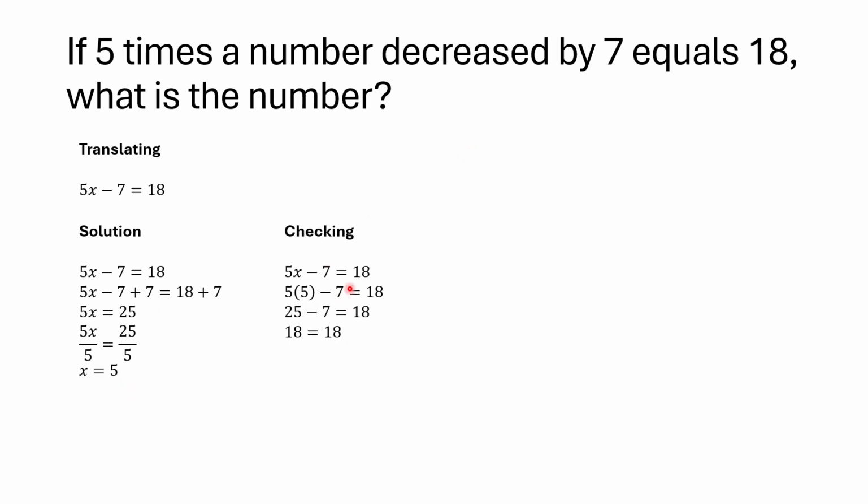Now, let's have the checking. The checking is getting the original equation, which is 5x minus 7 is equal to 18. Then substituting the obtained value, which is x is equal to 5. So, substituting that and then evaluating the equation, 5 times 5 minus 7 is equal to 18. So, 25 minus 7 is equal to 18, and 18 is equal to 18. And then the last part would be writing your answer. So, the answer is the number is 5.